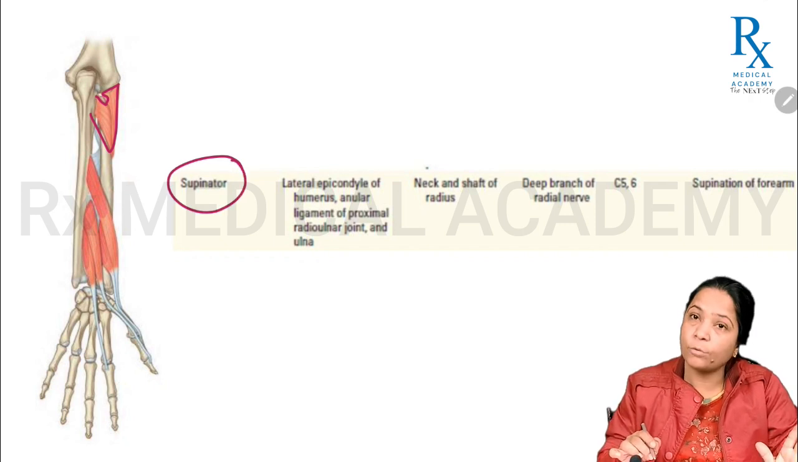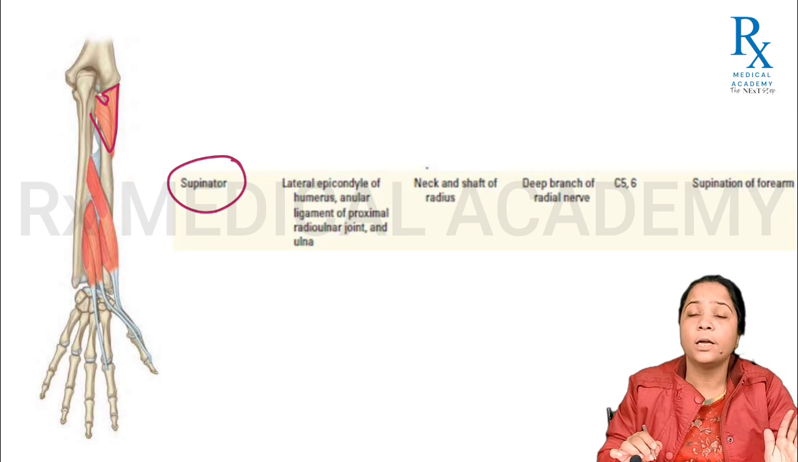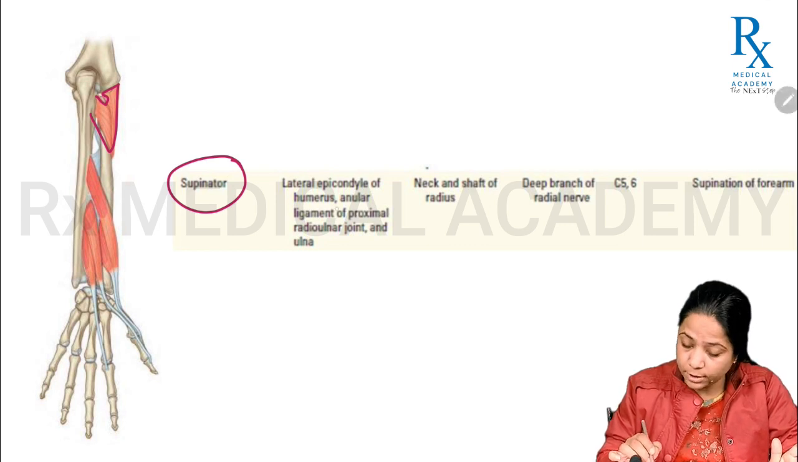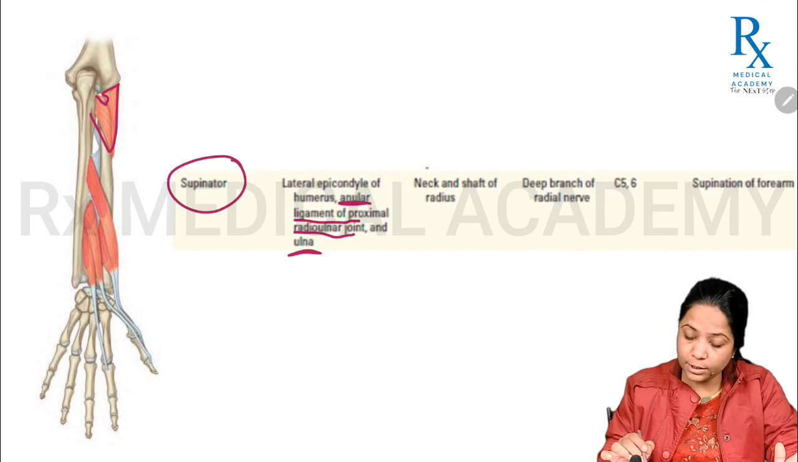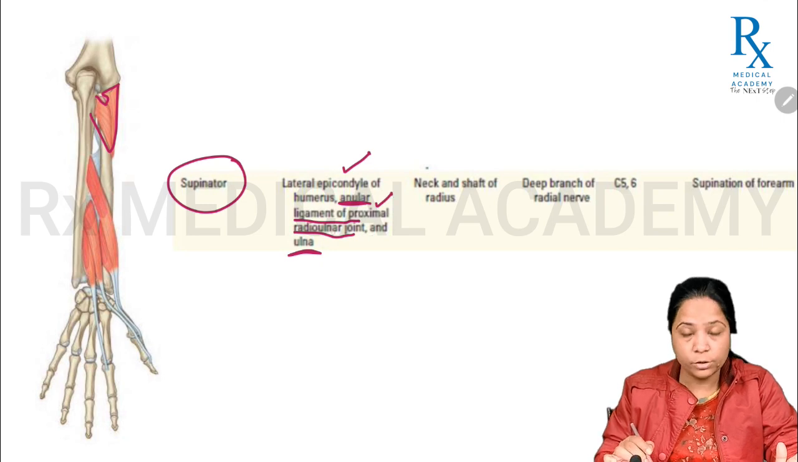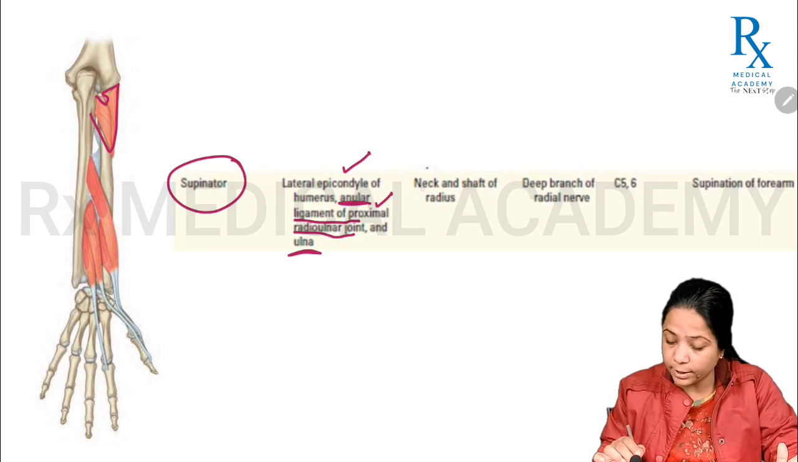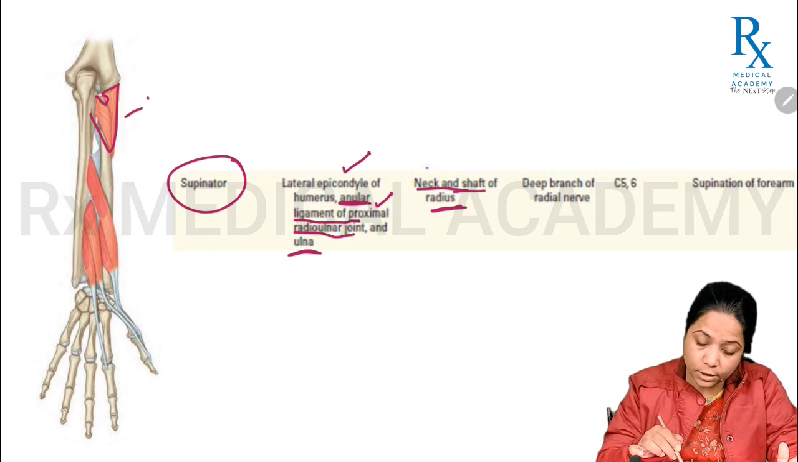Supinator is arising from the common extensor origin of the humerus, that is from the lateral epicondyle of the humerus. And beside this, it is also arising from the annular ligament of the radio-ulnar joint and also from the ulna. So you can see here the supinator is arising from the humerus, the radius and also from the ulna. And it is going to attach on the neck and shaft of the radius. So this is the radial side.